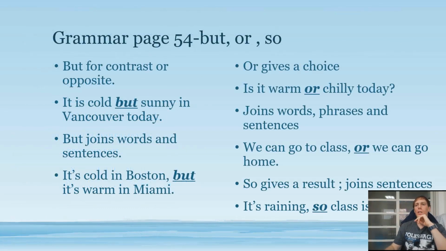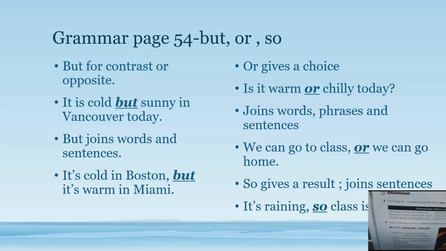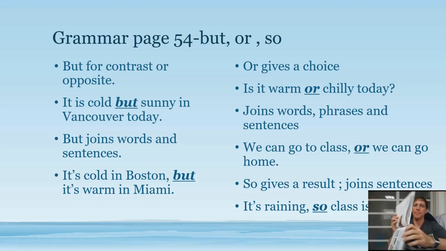Now we're gonna go on to the grammar. The grammar is but, or, and so. And the idea is this is for making sentences combined together and making sure that we can talk about things that happen. So in this grammar, we're connecting our sentences together. So hopefully you're on page 54 at the top there. And you have to remember, we use these in different situations.